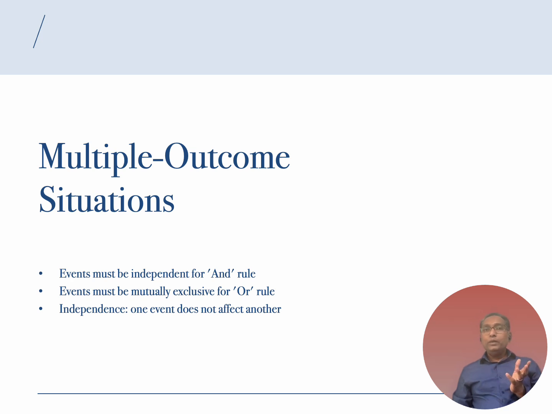So again, independent means one event doesn't affect the other, and mutually exclusive outcome means that both outcomes cannot happen at the same time in a given event.